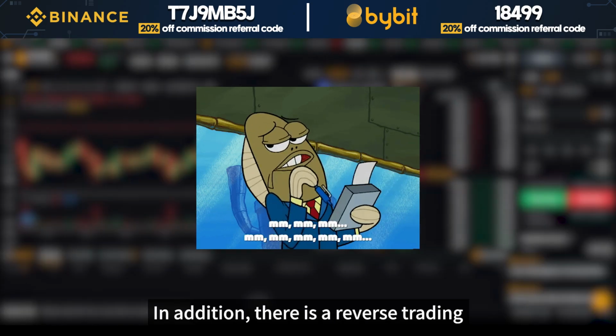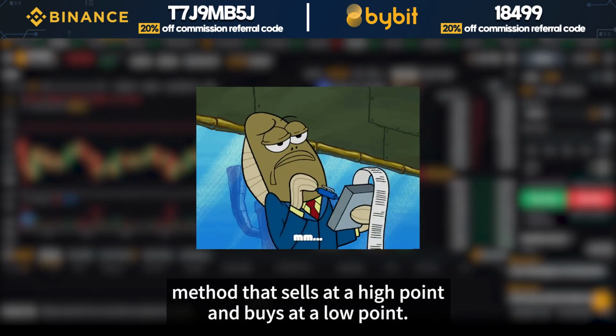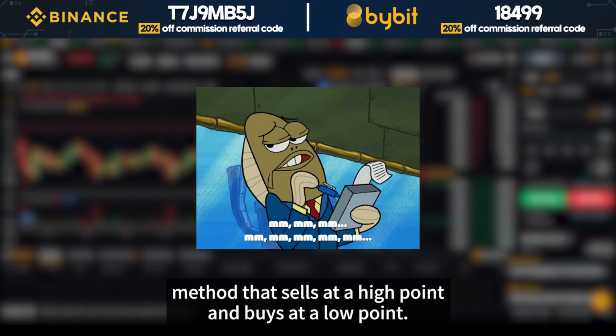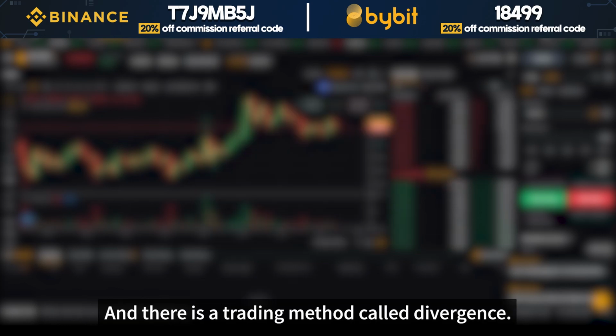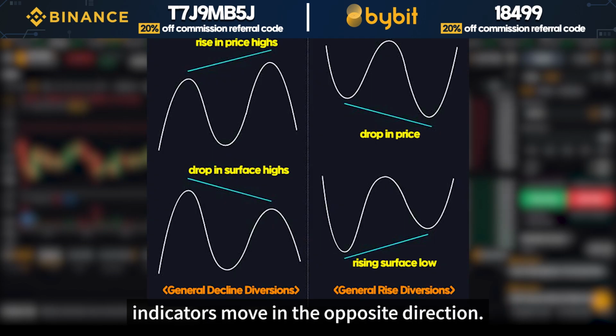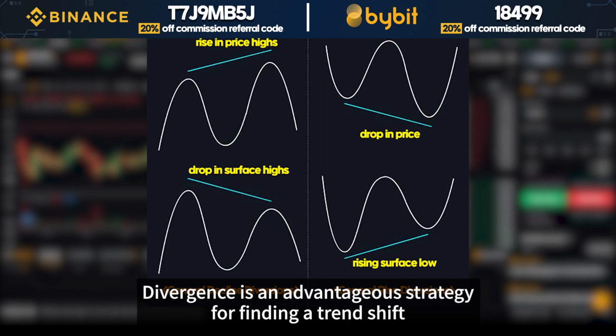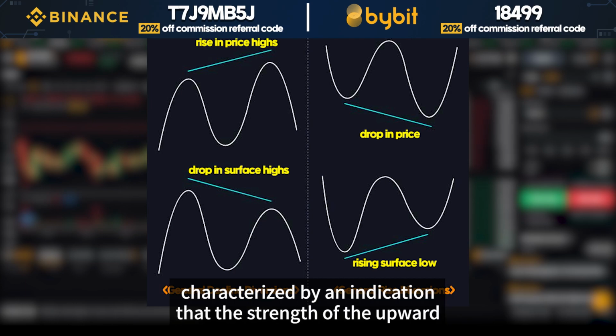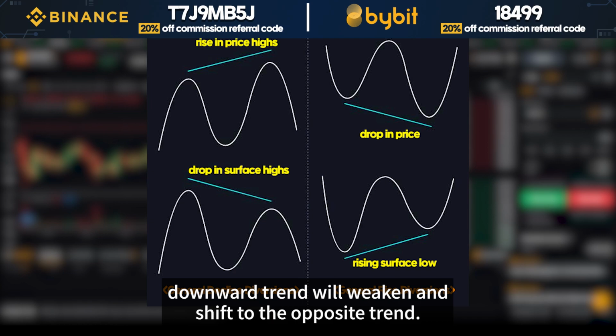In addition, there is a reverse trading method that sells at a high point and buys at a low point, and there is a trading method called divergence. Divergence means that stock prices and auxiliary indicators move in the opposite direction. Divergence is an advantageous strategy for finding a trend shift, characterized by an indication that the strength of the upward or downward trend will weaken and shift to the opposite trend.